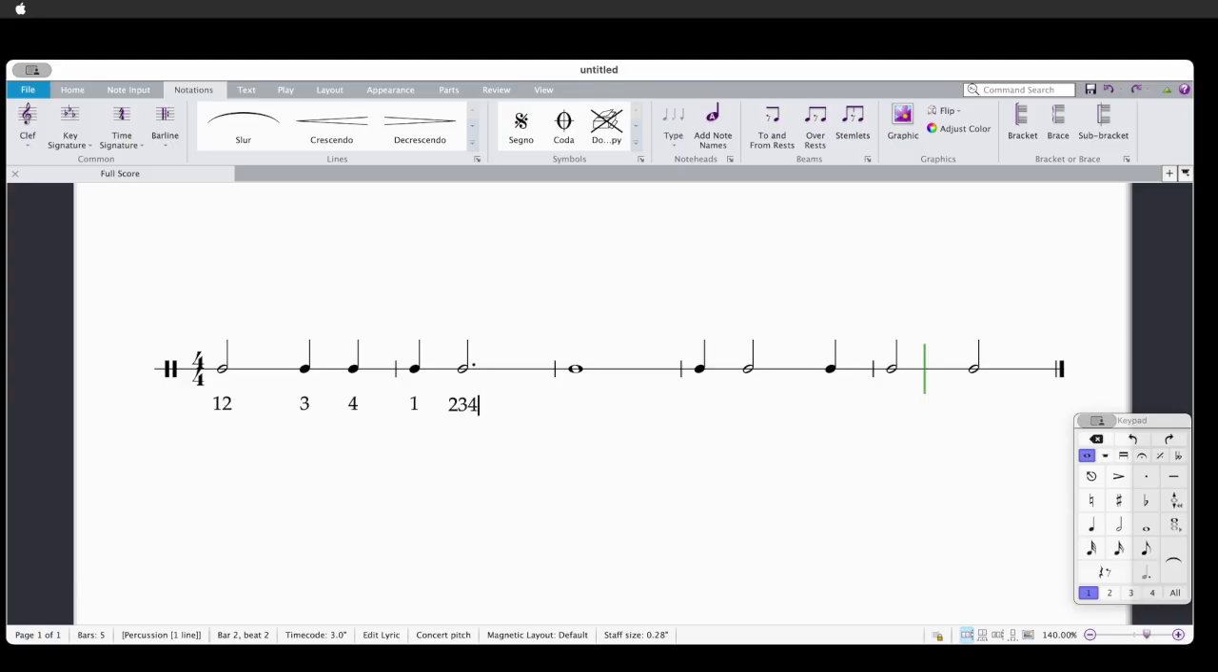We're done. We're going to start a brand new bar here with this whole note. We're always going to start with 1 no matter what on the first note of a bar. But this one gets all 4 counts. So you're going to put all 4 numbers underneath of that whole note, 1, 2, 3, and 4.